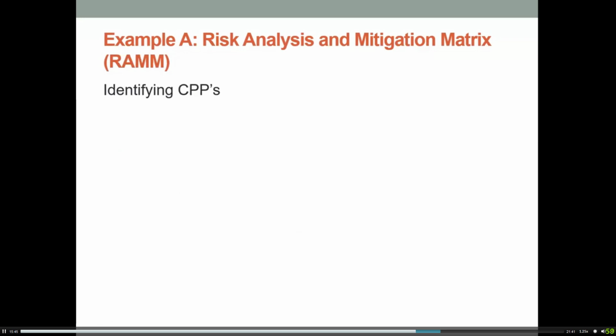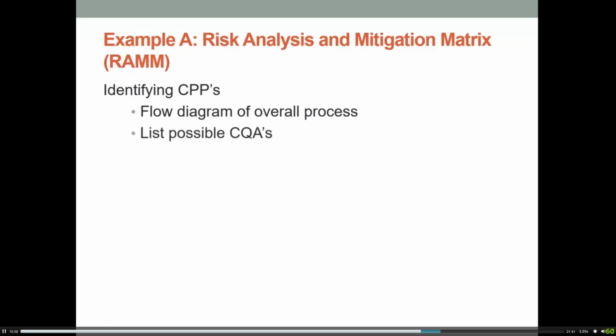Example A, your risk analysis and mitigation matrix. So the first thing we want to do is identify our CPPs. So we do a flow diagram of the overall process, which we've done. We're going to list our possible CQAs, or critical to quality attributes. We're going to identify the unit operations that they apply to.